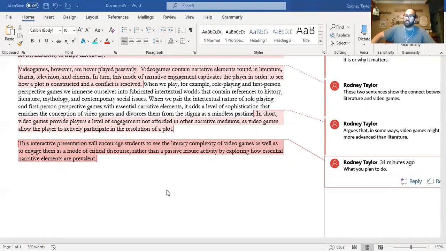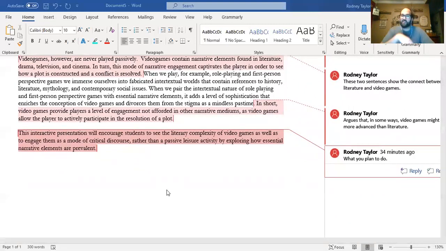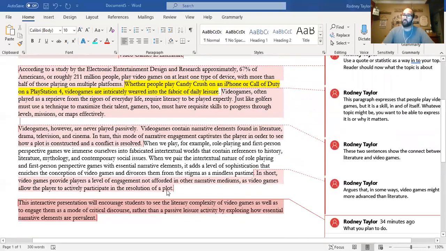So this was just for presentation. This interactive presentation will encourage students to see the literary complexity of video games, as well as to engage them as a mode of critical discourse, like a community of writing or thinking, rather than a passive leisure activity, by exploring how essential narrative elements are prevalent. So I more or less re-summarized what I did in the first couple of contextual paragraphs.